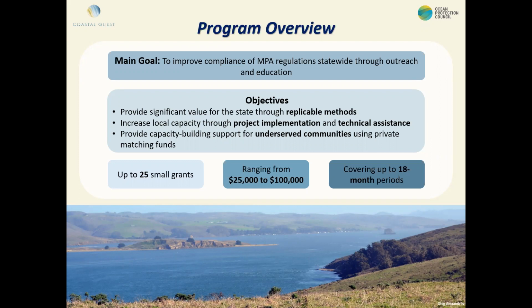We'll be awarding up to 25 small grants ranging from $25,000 to $100,000, covering up to an 18-month time frame. Essentially, this funding is coming to Coastal Quest from the Ocean Protection Council, and Coastal Quest is administering the Small Grants Program, which is from the Once Through Cooling Interim Mitigation Program, and it is a competitive process, as you know. We have a steering committee that will be reviewing the proposals and scoring them, and then we'll be ranking them and awarding.